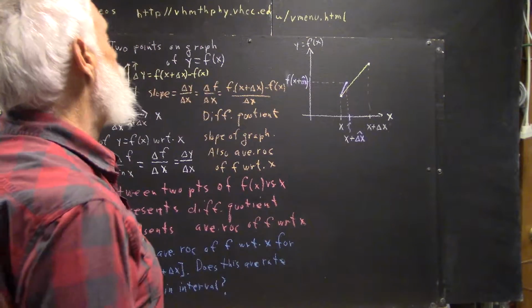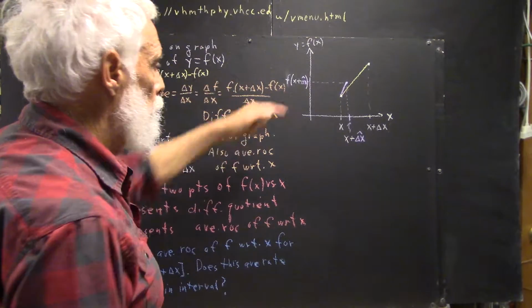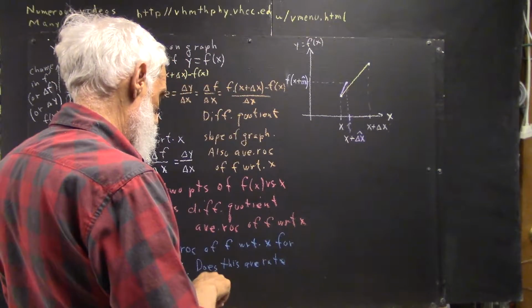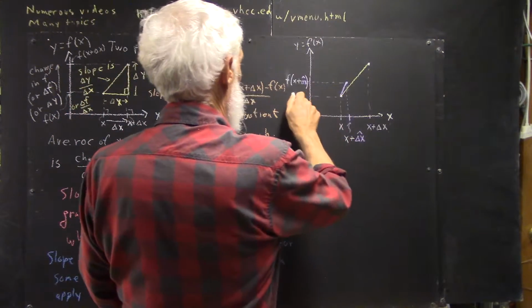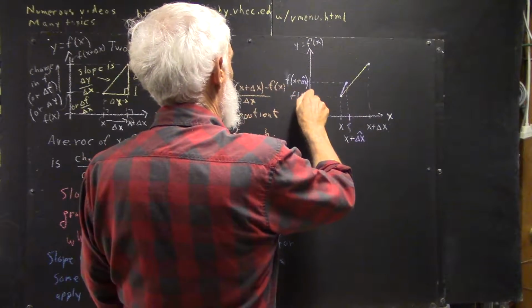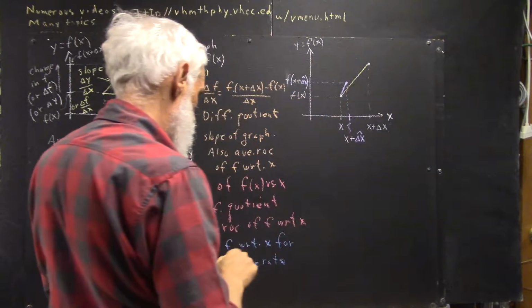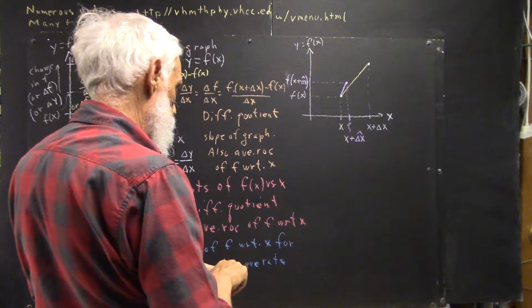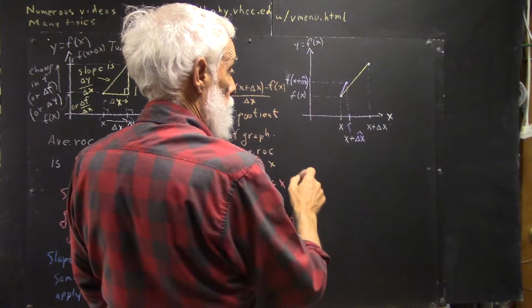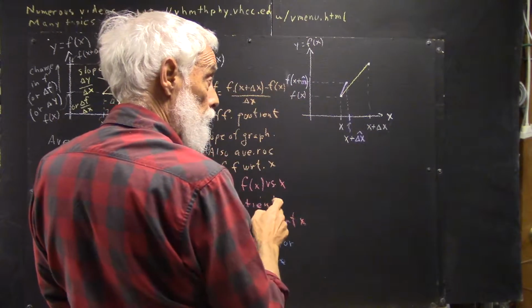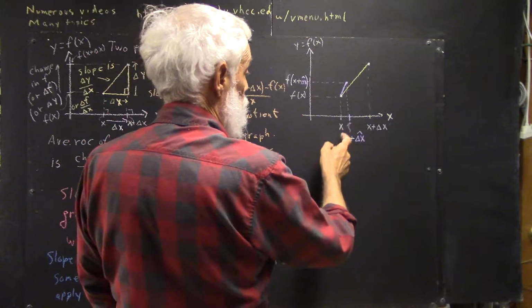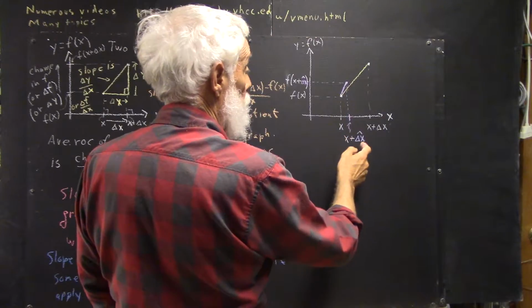Okay, so, and the slope here, of course, we have f of x here on the line, so that the rise between two points of this segment would be f of x plus delta x hat minus f of x, and the run would be just from here to here, which is just going to be delta x hat.